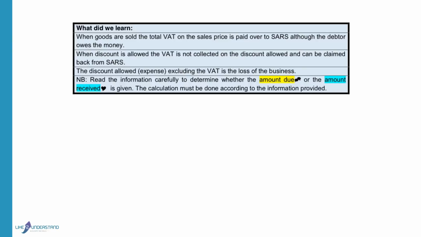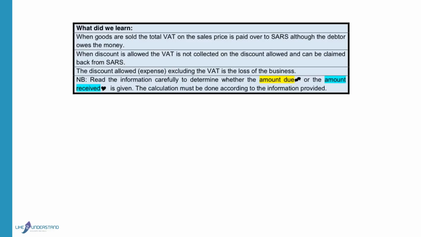When goods are sold, the total VAT on the sales price is paid over to SARS, although the debtor still owes this VAT to the business. So the business actually pays the VAT on behalf of the debtors to SARS, and then they collect the money from the debtors later. When discount is allowed, the VAT is not collected on the discount allowed because we didn't collect it. If we give discount, the people didn't pay the full amount, and therefore we can claim this discount back from SARS.